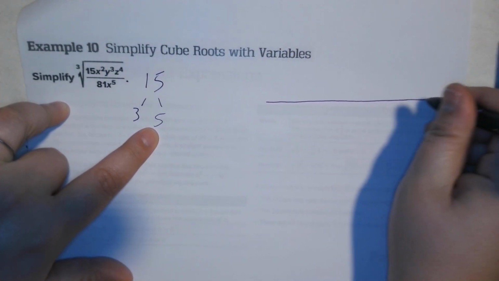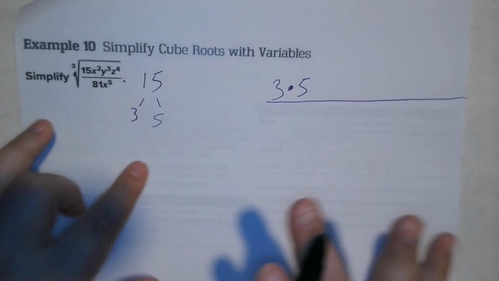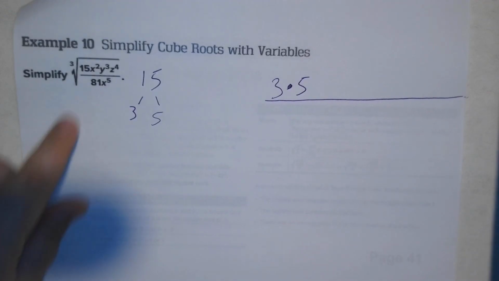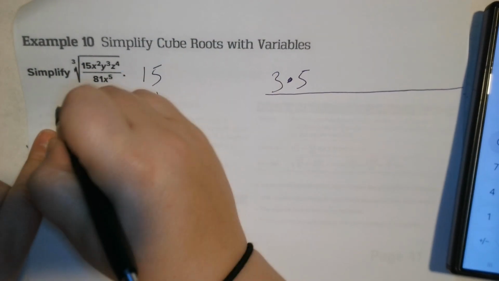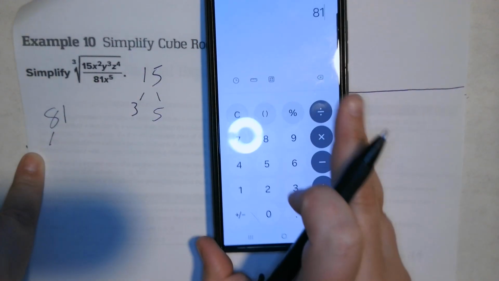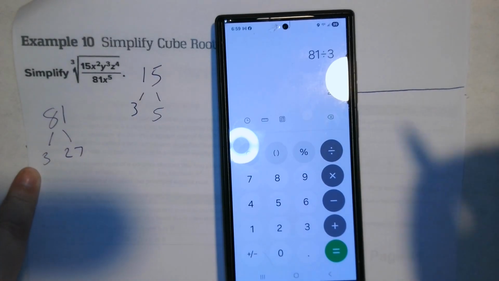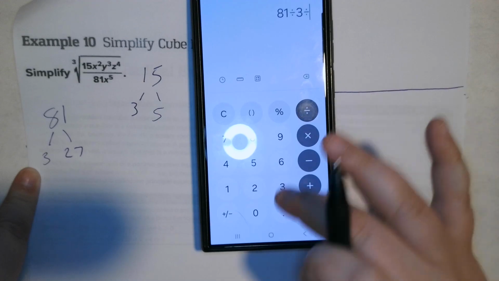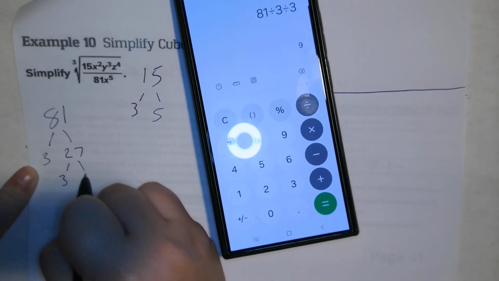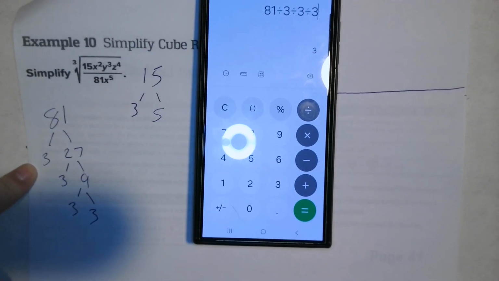So over here, I'm going to make a big, long fraction bar. I'm going to put my 3 times 5. This is going to look crazy for those of you that are really good at math, but I promise it's going to help those of us that aren't. Okay? 81. Let's factor 81. 81 is not divisible by 2. Is it divisible by 3? Yes, it is. Now that's 27. Is 27 divisible by 3? Divide by 3. That is 9. We know that 9 is divisible by 3, and it gives us the answer of 3.